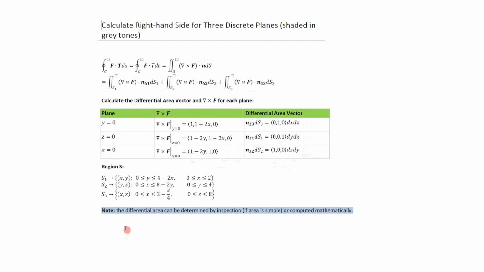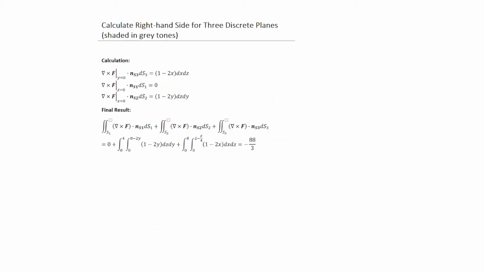Okay, so just a general note. The differential area can be determined by inspection if the area is very simple. And if that's not the case, you just compute it mathematically. So we more or less have everything ready. We can move to the next step. And so here we just collect the terms and do the integration.